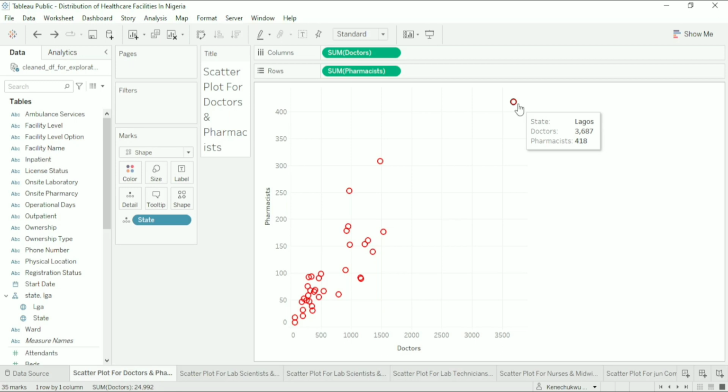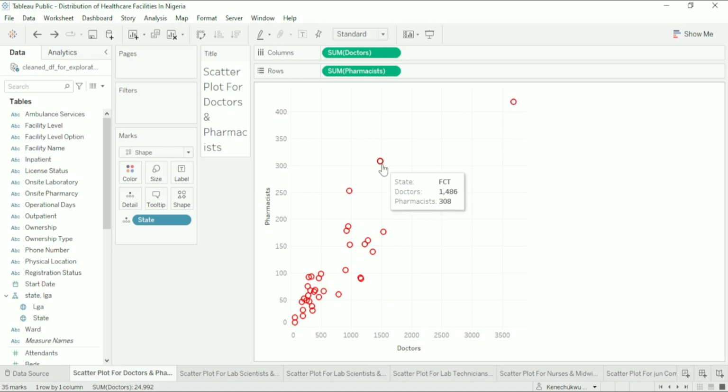The reason for that is that obviously in Lagos there is more population, more Nigerians are concentrated in Lagos because of, one, opportunities. There are more businesses here, like companies where you can work and get paid. Let me just say Lagos is more developed than other parts of Nigeria, so it's reasonable to say that there's actually a facility where there are 3,000 plus doctors and 400 pharmacists. So this outlier is actually an insight for us.